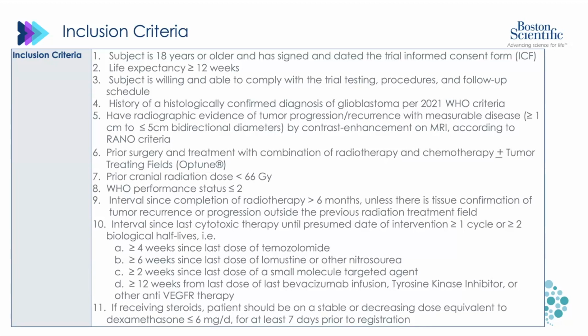There are certain things that they're allowed to have had and certain things that they're not allowed to have. Every trial has a washout period from the treatment before. So in our trial, they cannot have gotten temozolomide within 4 weeks or lomustine within 6 weeks. So there has to be a washout of the previous treatment before we go on and do this treatment.